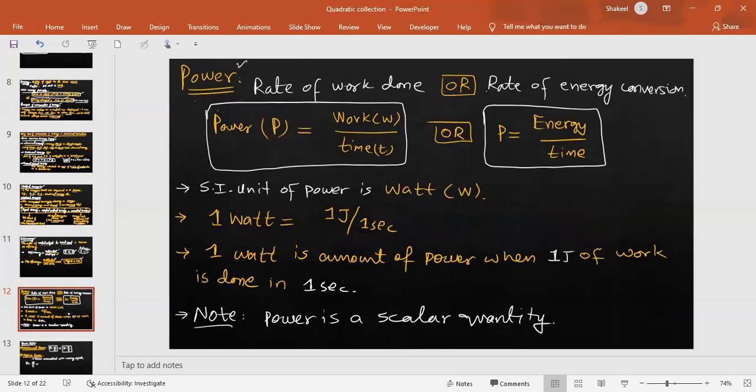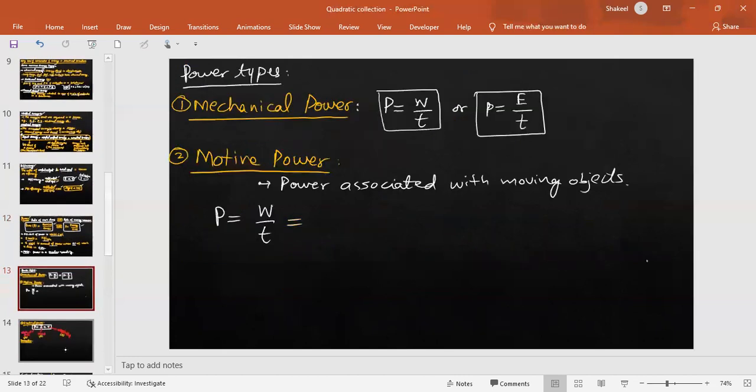Well, power is actually the rate of work done or rate of energy conversion. It's quite simple, and its equation is work over time or energy over time. Its SI unit is the watt, and 1 watt equals 1 joule per second. And 1 watt is the amount of power when 1 joule of work is done in 1 second. And power is a scalar quantity.